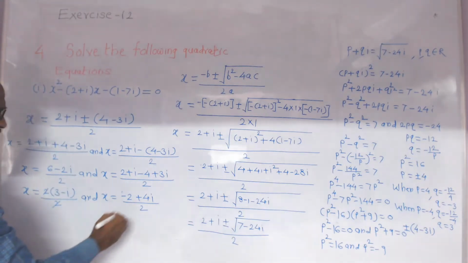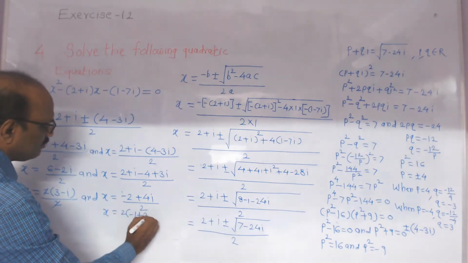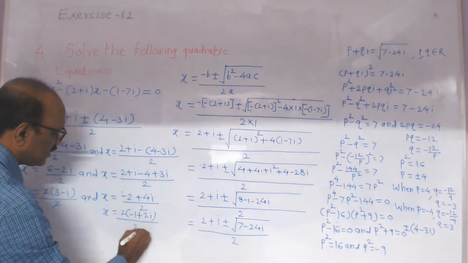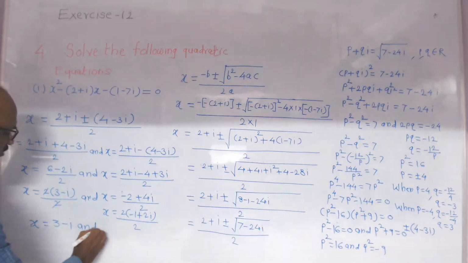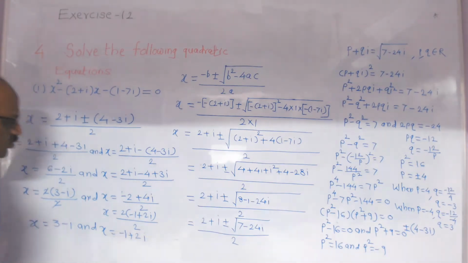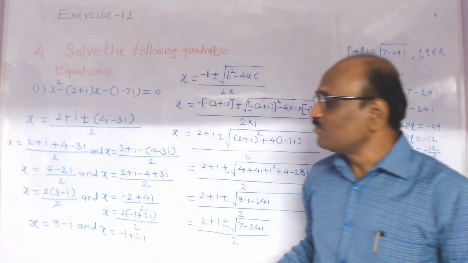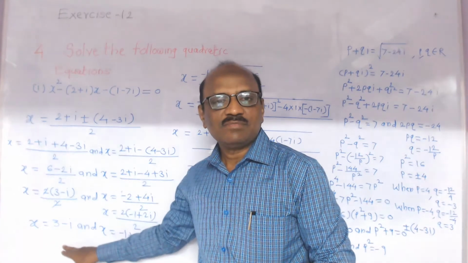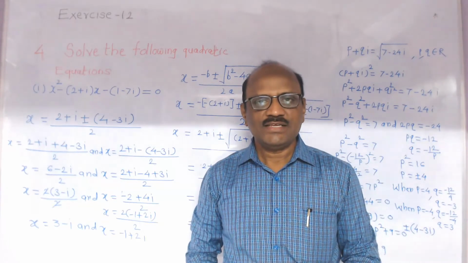Again we will take 2 as common, and you will get minus 1 plus 2i, divided by 2. Therefore the roots are x is equal to 3 minus i, and the next root is x is equal to minus 1 plus 2i. These are the roots of the quadratic equation. Now we'll take the next example.